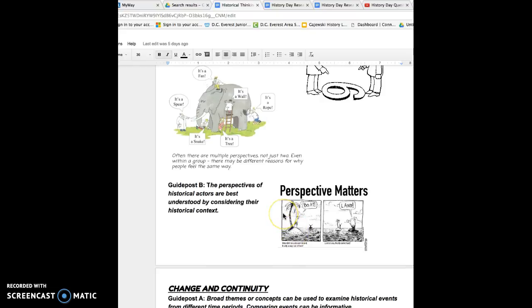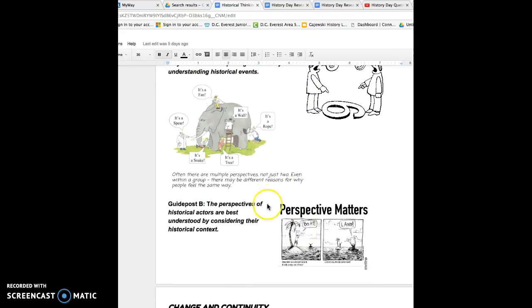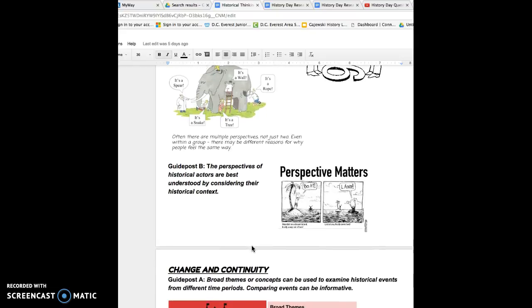And again, this is very similar to right up here. We want to make sure when we're looking at those perspectives, what's their context, like what are they looking at, what are they living with, what kind of situation are they in, that they have the perspective that they have.